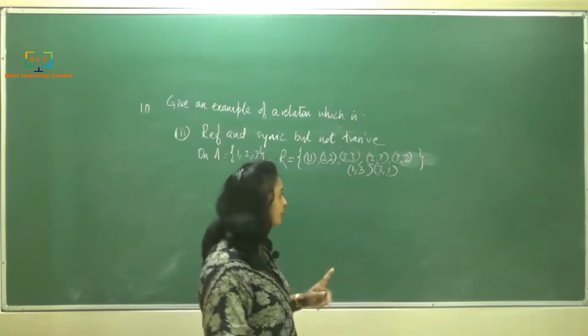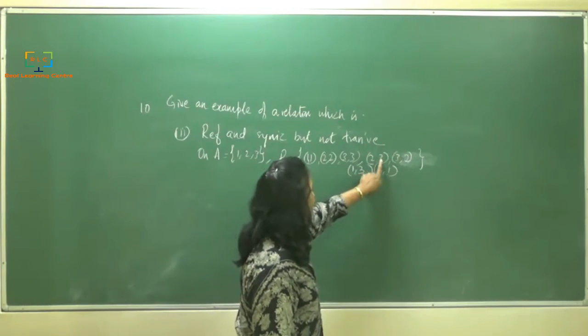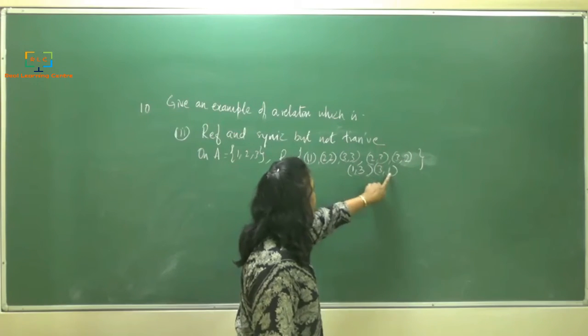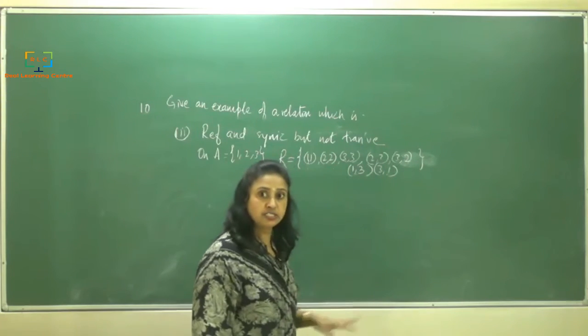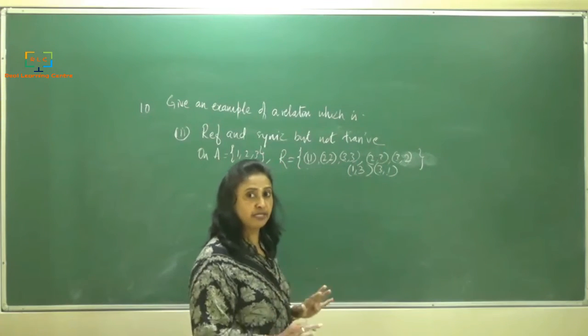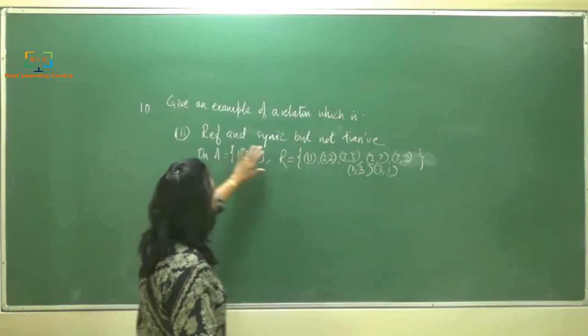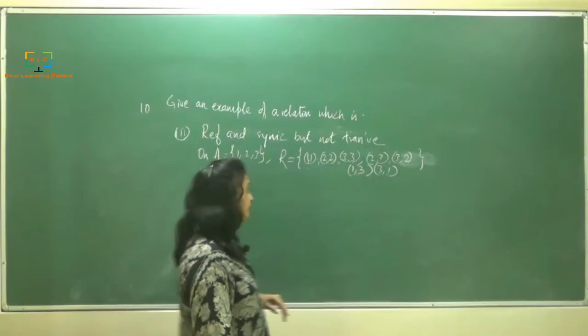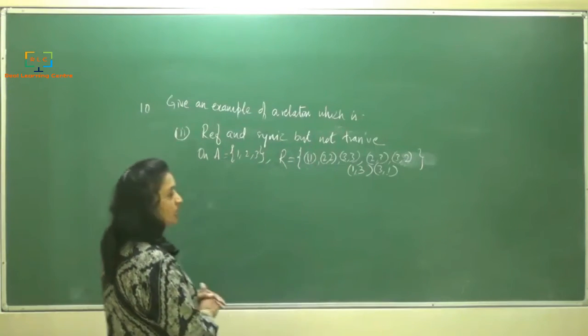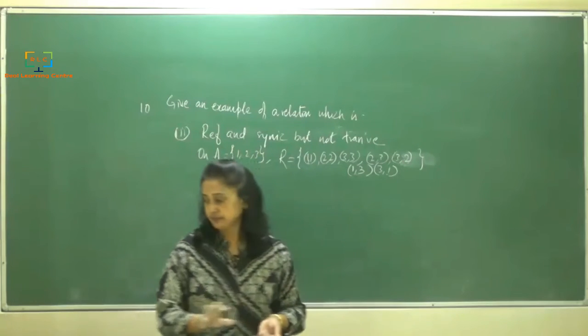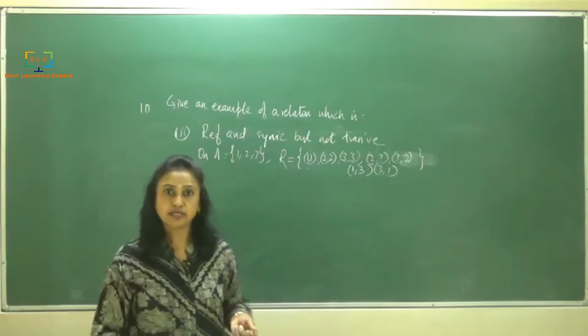I gave you an example. I'll repeat once again. See, for 2, 3, 3, 1, I don't have 2, 1 inside this. Therefore, it is not transitive. Hence, I have given an apt example which is reflexive and symmetric but not transitive. Okay. Now, these are the way you write the examples for reflexive, symmetric and transitivity.